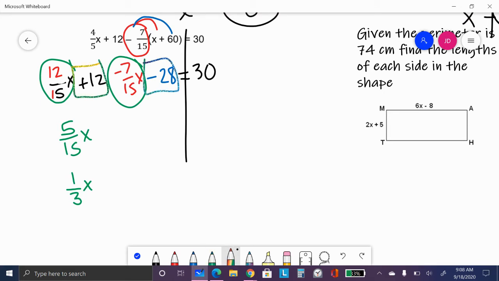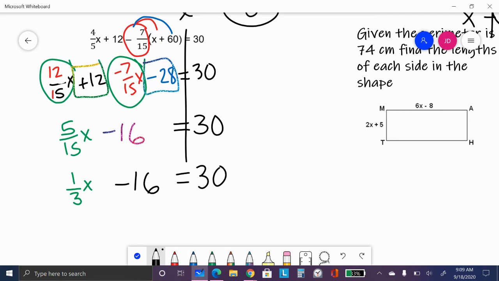12 and negative 28 is negative 16. Equals 30. So bring all this down. Then it becomes a two-step equation. Let me give myself some more room here.